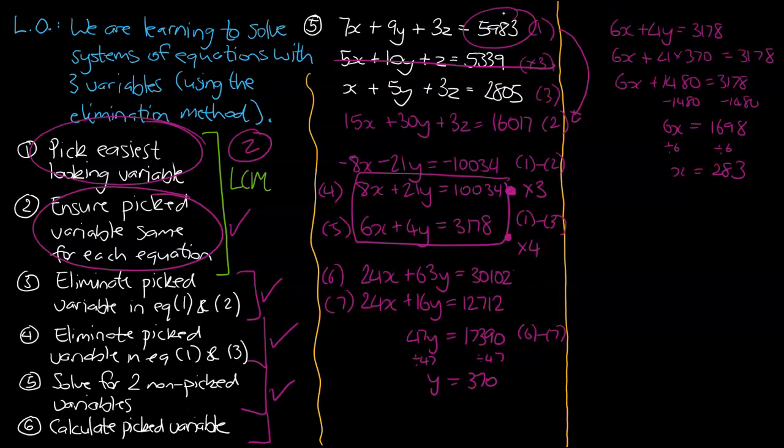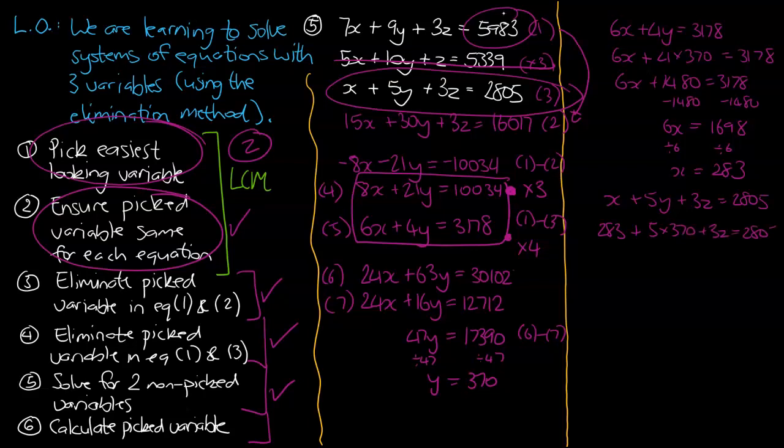I'm going to find the picked variable. So these variables here, they're my initial ones, and that third equation there looks like a nice easy one to work with. So let's get into that. So we've got x plus 5y plus 3z equals 2,805. I'm now going to substitute them all in. So we've got 283 plus 5 times 370 plus 3z is equal to 2,805.